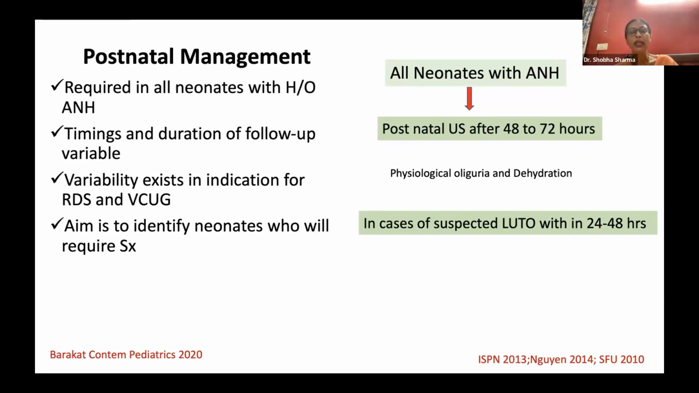So why 48 to 72 hours? Because there is a period of physiological oliguria and dehydration in the initial 1 to 2 days, which may underestimate the severity of antenatal hydronephrosis. So it has to be done in all cases after 48 to 72 hours, except in cases of suspected lower urinary tract obstruction, where it needs to be done even more urgently, within 24 to 48 hours.